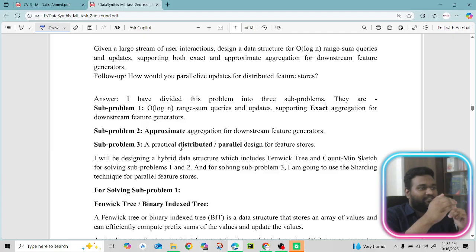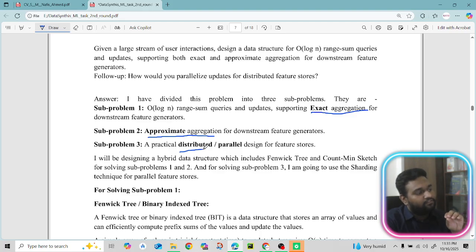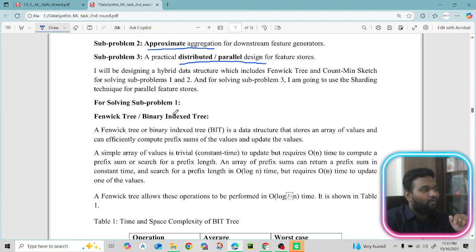So I have divided this problem into some sub-problems, and I'm going to solve these sub-problems, and ultimately I'm going to get a solution that fulfills all the requirements. In the first sub-problem, I have focused on exact aggregation for downstream feature generation. In the second sub-problem, I have focused on approximate aggregation, and lastly, I have focused on the distributed or parallel design. For sub-problem one, the solution I came up with is to use a Fenwick tree, or binary indexed tree.